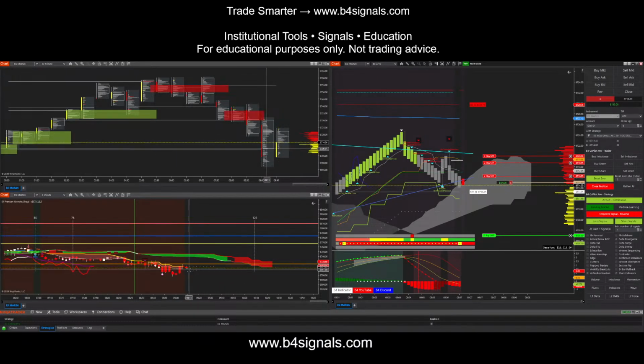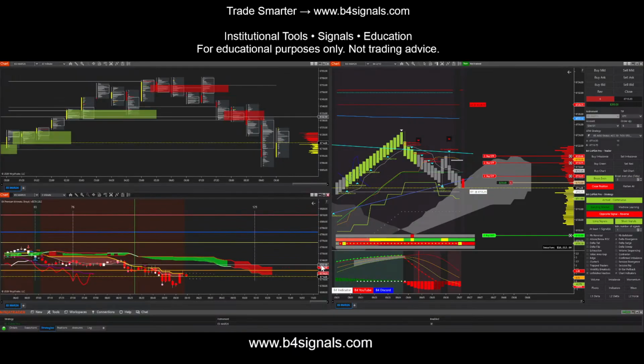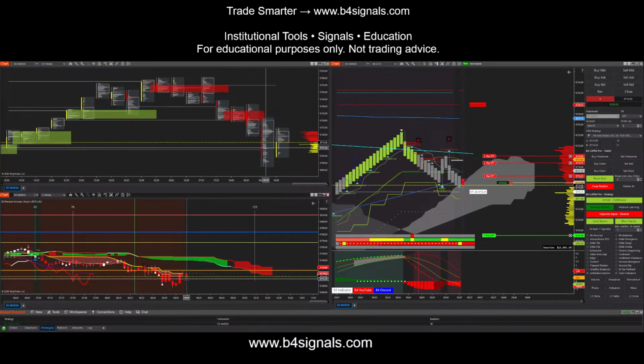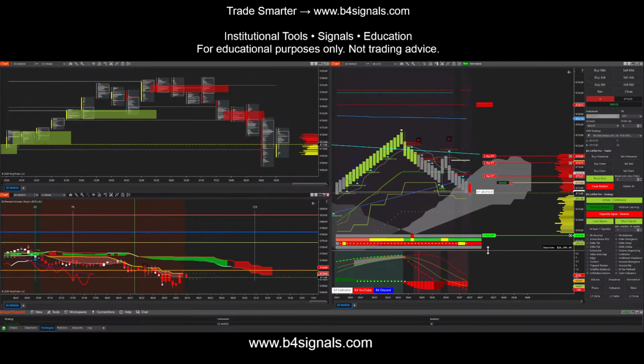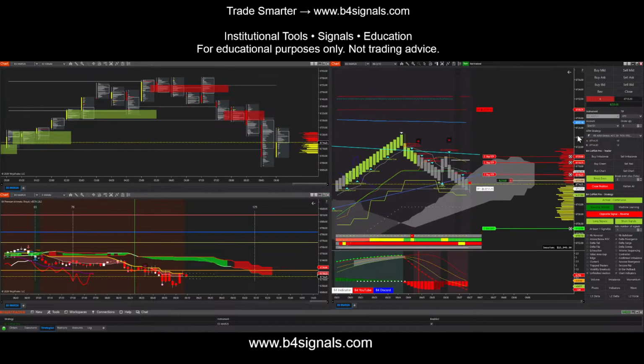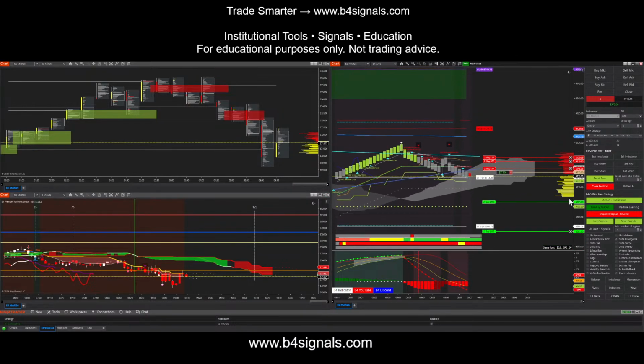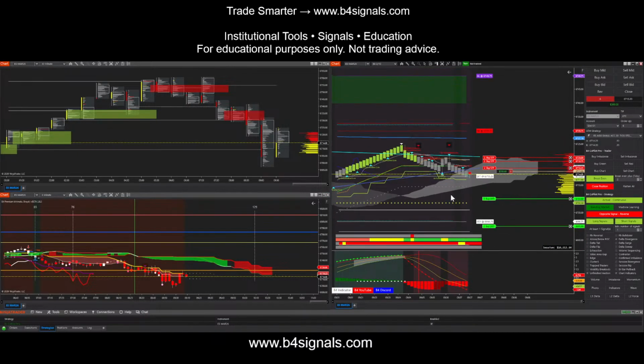Overall, bearish here with Ichimoku. Needs to close below the Tenkan-sen here. That's the dynamic support and resistance. Of course, it's in the cloud right there. We're at short target 1. So we're at a support area.